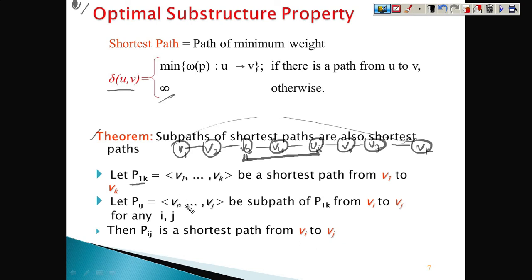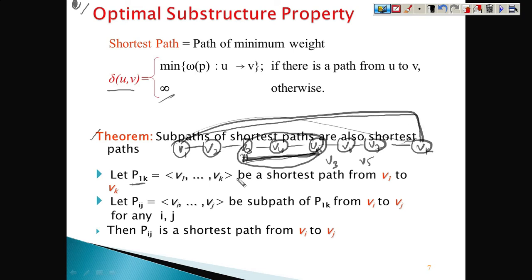So the theorem claims that if this is the shortest path given to us, and if this is any subpath of it, then it is mandatory that this must also be a shortest path. So if I want to go from v3 to v5, we don't have any other path than this that is said to be the shortest. This must be a shortest path because it is a subpath of the bigger shortest path. This is the theorem, and it is very important, although it's also very obvious. So let us understand this through one example.